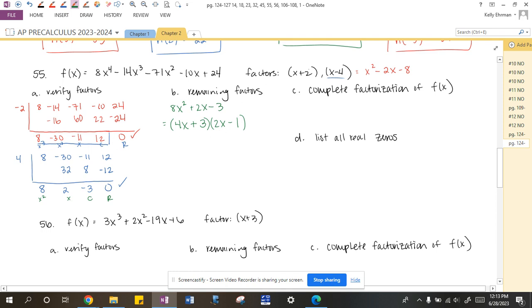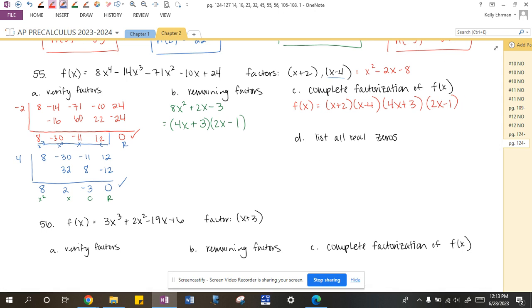Part C is write the complete factorization. So what does that mean? That means write out f of x completely factored. So they gave us 2 of the factors. Remember to write those. And part B, we found the other 2 factors. Complete factorization just means you should have all of the factors represented so that if you were to go through all the work of multiplying this all back together, you should get back to the original f of x.